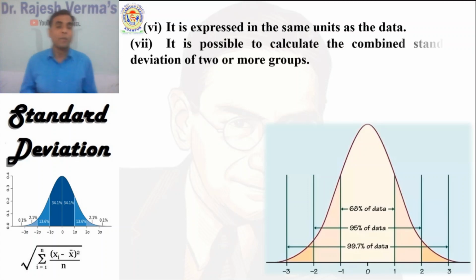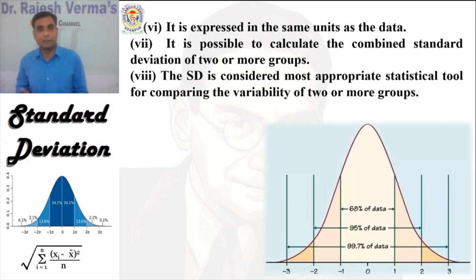Next comes, it is possible to calculate the combined standard deviation of two or more groups. If you calculate the mean, you have to calculate the mean of each group separately. But standard deviation can be calculated for several groups together. That means a combined standard deviation can be calculated for various data sets.